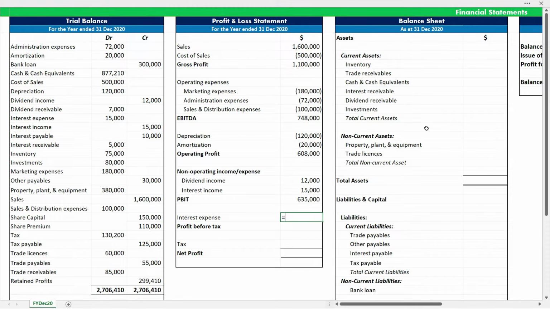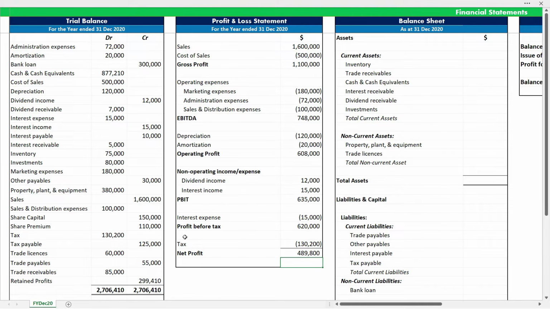Now let us talk about interest expense. Make it negative first of all, and then let us find interest expense. Here it is. And then we have profit before tax. So I'll again sum all of these values. And now let us talk about tax. Again, let us make it negative value. And tax is here, that is 130,200. And now we can see our net profit as well, and that will be sum of these two values. Right, so we have calculated our net profit, that is 489,800.